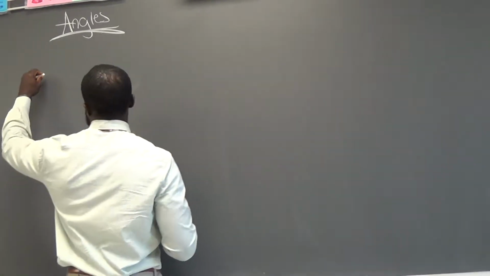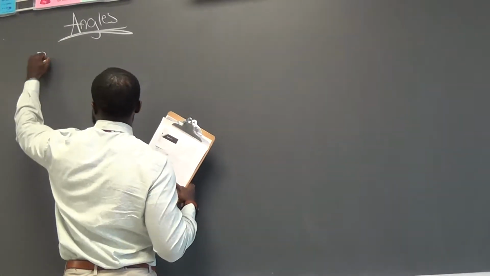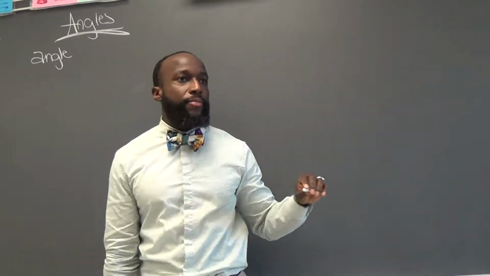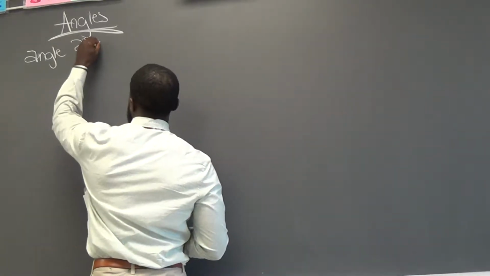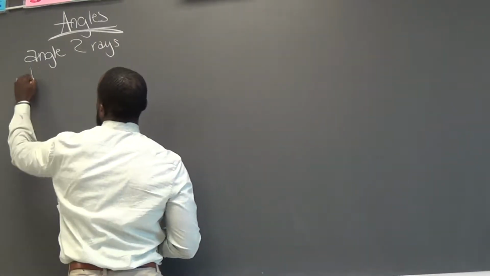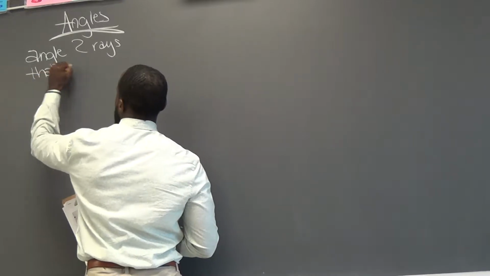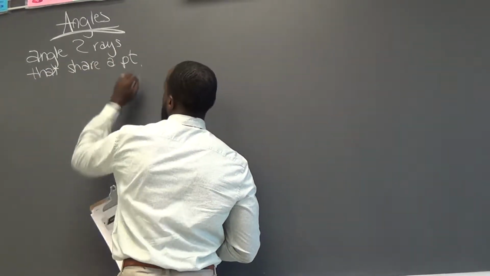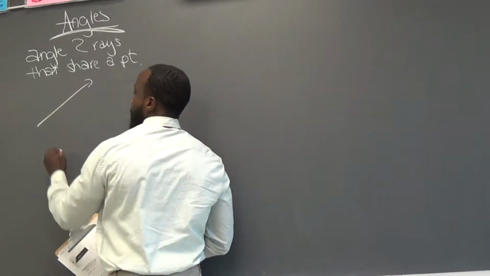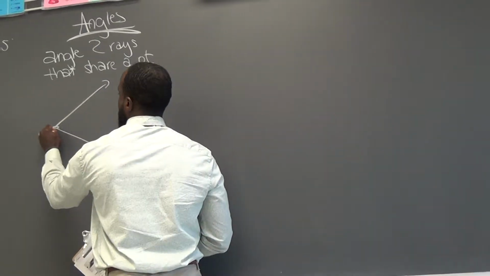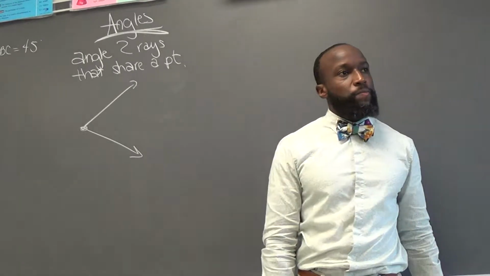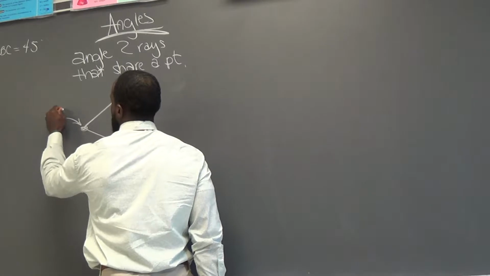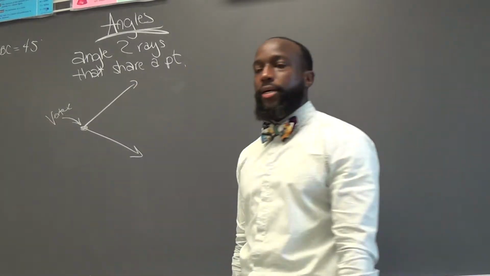So an angle is two rays that share the same point, right? Two rays, one ray, two rays, they share a point. This point is known as the vertex. The point is called the vertex.